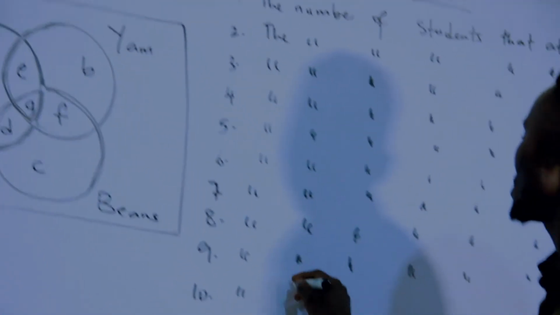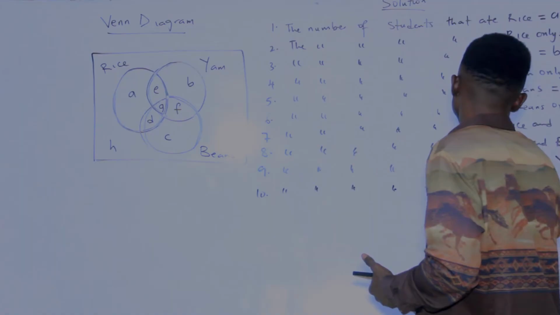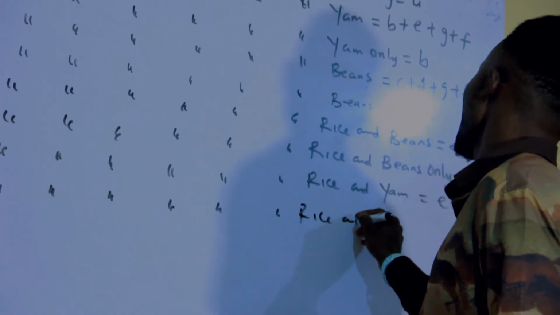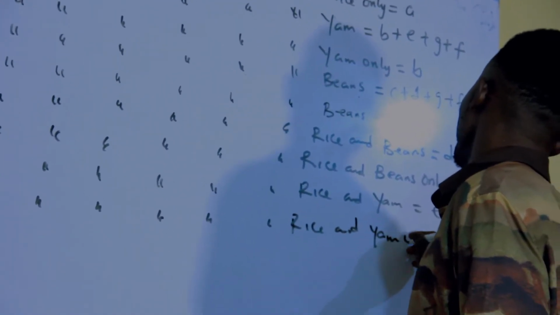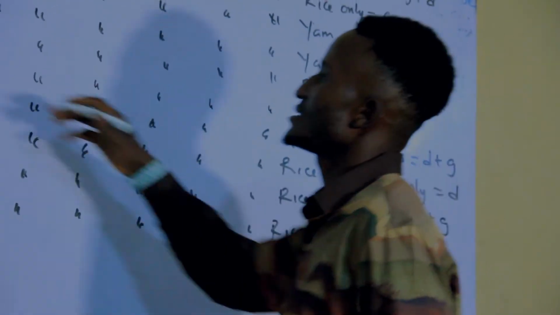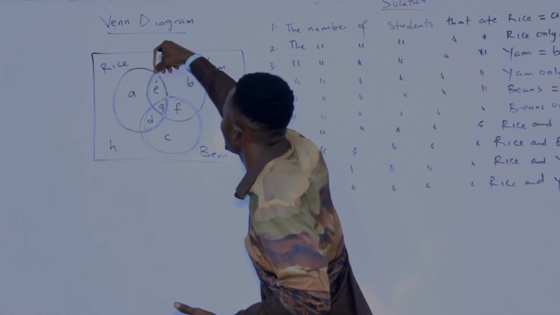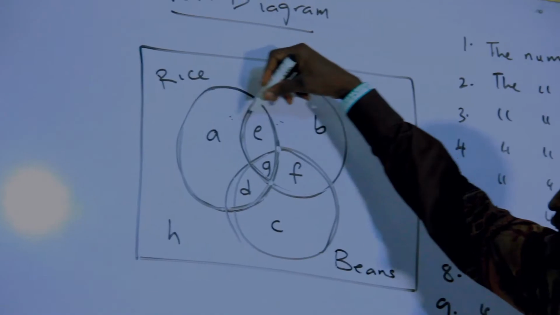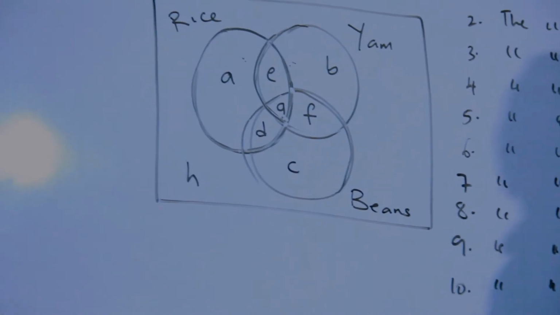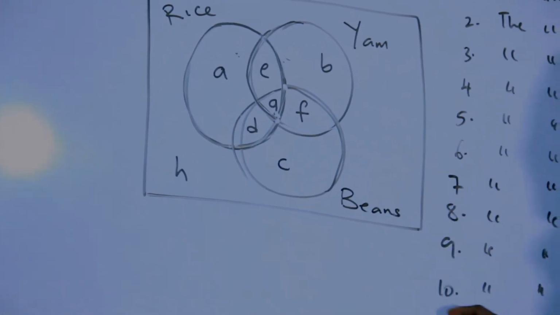Number 10. What if they ask the number of students that ate rice and yam only? Rice and yam only. You observe that it is only this E that intersects only rice and what? And yam. You observe that G still ate what? Still ate beans. G ate all the 3 items.